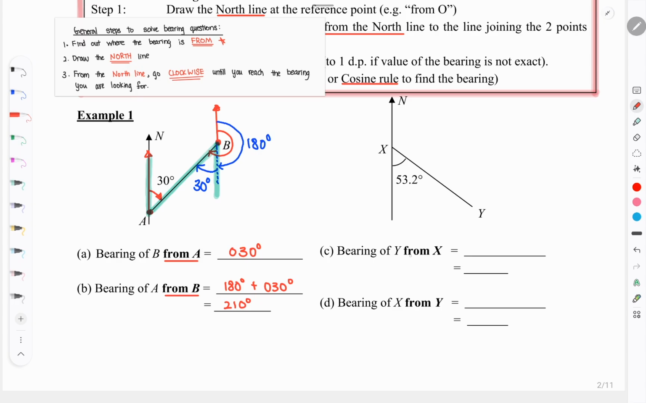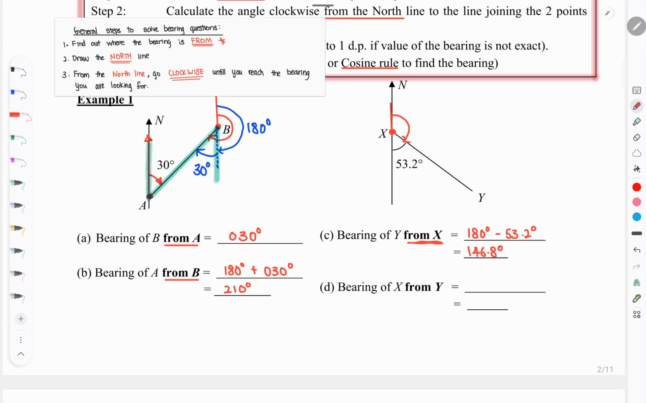Next question. So I'm trying to find the bearing of Y from X. Same thing, I highlight X. I go to point X. I know my north is straight up. Okay, I want to find the bearing of Y. So I will go clockwise direction. Okay, so in this case, it will be 180 degree minus 53.2 degree, which will give me 146.8 degree.